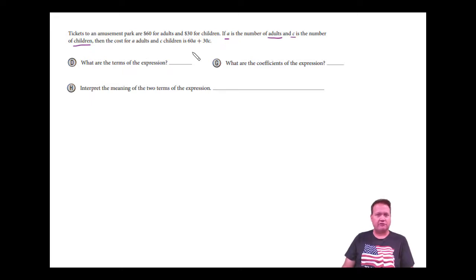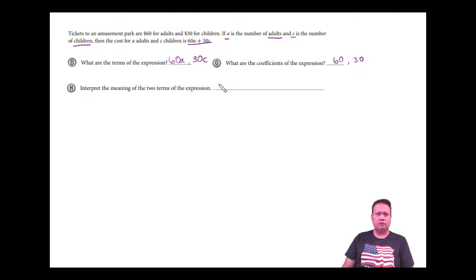And it gives us an expression for the total cost, 60A plus 30C. If I don't know how many adults are going, but I do know $60 is the cost of each one, then the total cost for adults would be 60A, just like the total cost for children would be 30C, $30 times however many children are going. So this expression has two terms, 60A and 30C. The coefficients are 60 and 30. Those are the numbers in front. The coefficients tell us what each ticket costs.